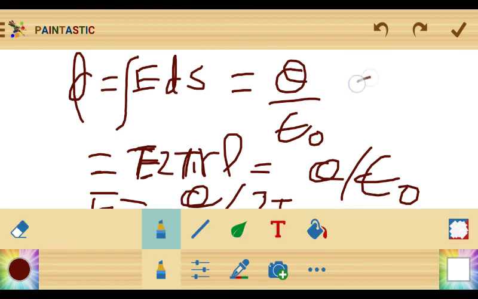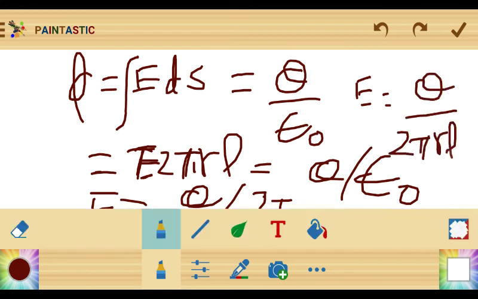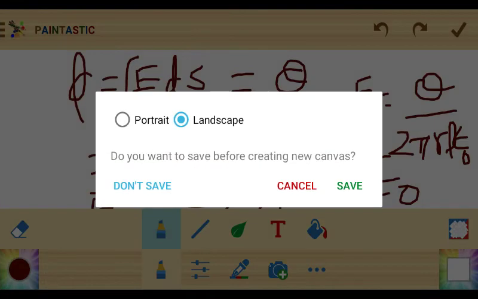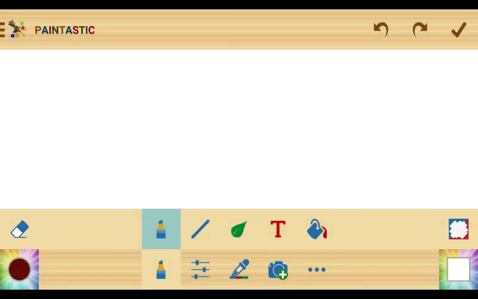So E is equal to Q upon 2 pi R L epsilon 0. This is the value of E. After getting this with the integration method, which is the technique we use, once we have the E value we can find the value of V, because there is a relation between E and V. Remember?